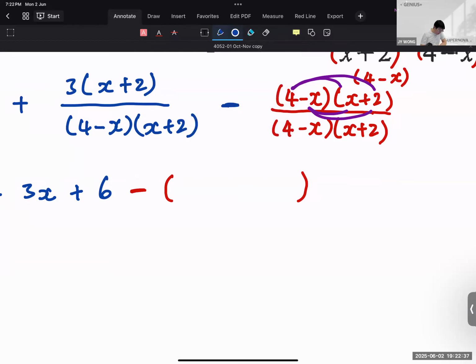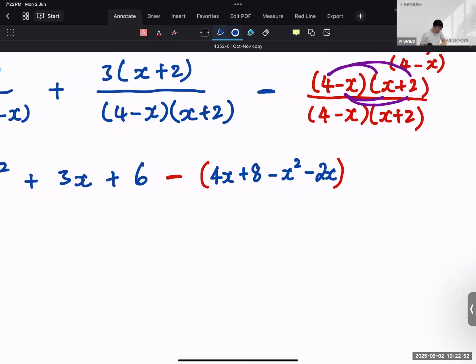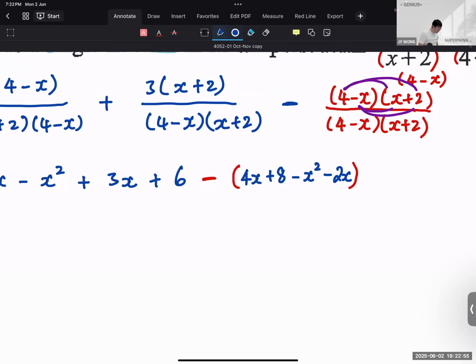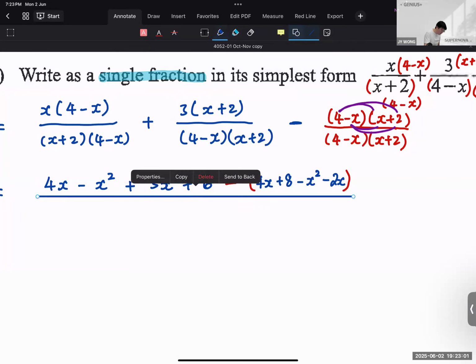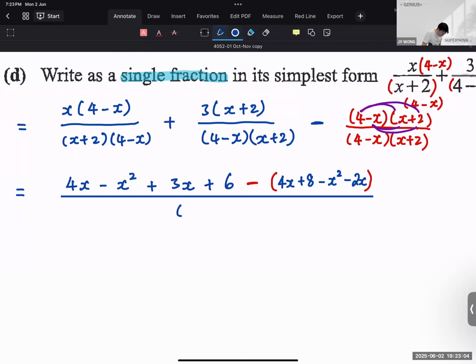Okay. So I will have 4x plus 8 minus x squared minus 2x. So the bracket here is important because I need to consider the change of sign. Please do not forget the denominator. It's a fraction. We are not solving an equation. In an equation, after we make denominators the same, something equal to something, we can cancel out the denominators because they are the same thing, but it doesn't happen when you are writing an expression.